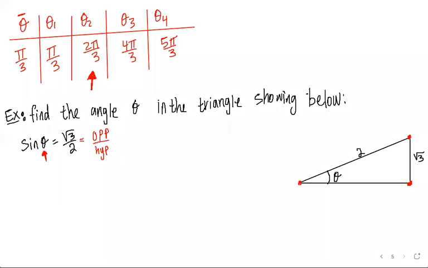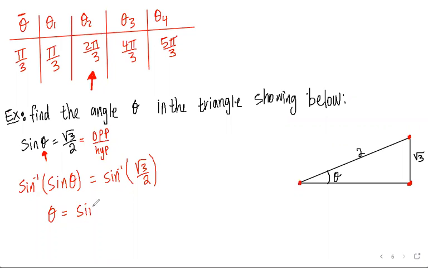So by using the inverse, I have to take the sine inverse of both sides. Sine inverse of sine theta equals sine inverse of square root of 3 over 2. Now the sine inverse and the sine cancel each other, so I get theta equals the sine inverse of square root of 3 over 2.